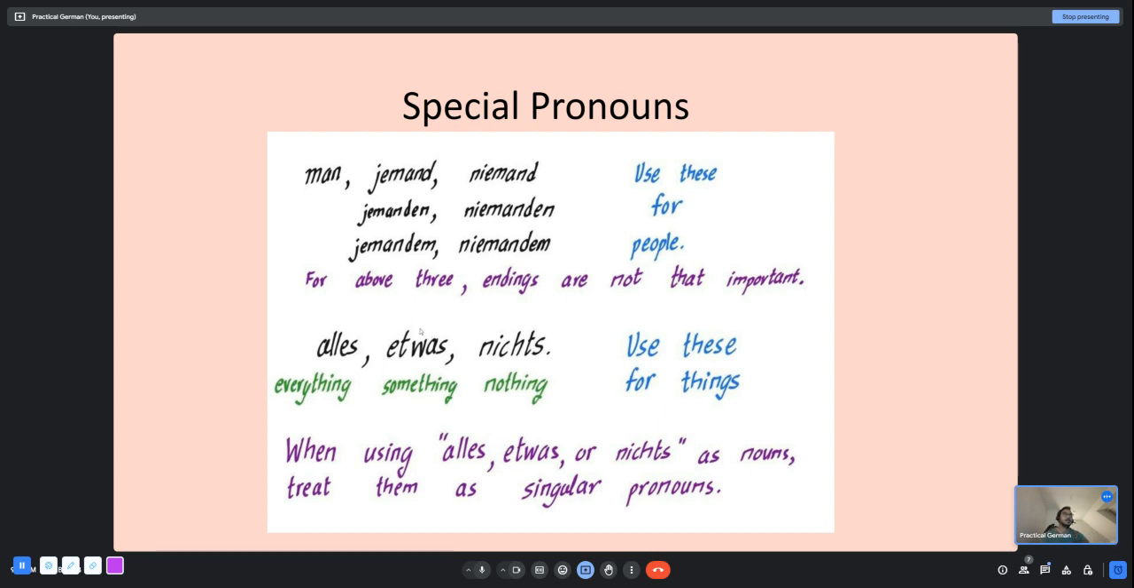This is how you can use it. Ich konnte nichts sagen. I could not say anything. Ich habe alles verstanden. I understood everything. When you use alles, etwas, or nichts as nouns, treat them as singular pronouns. These three are for objects, and the earlier ones are for persons. I think it's obvious, right? Questions?